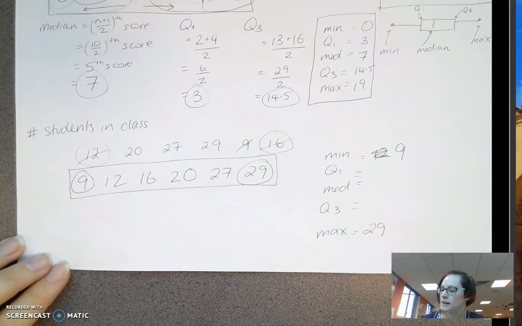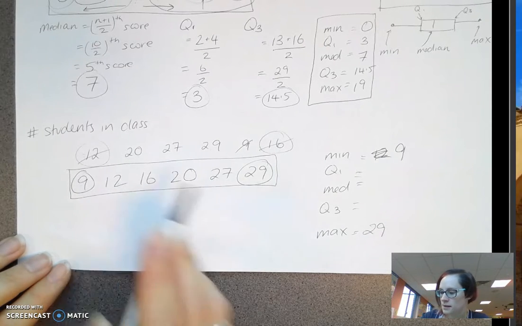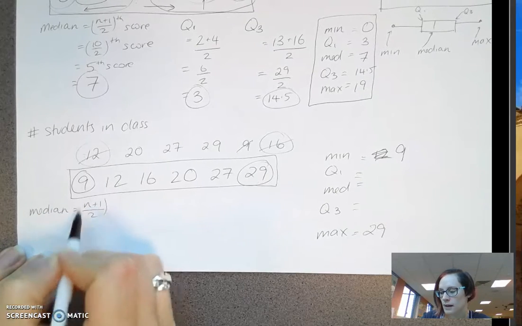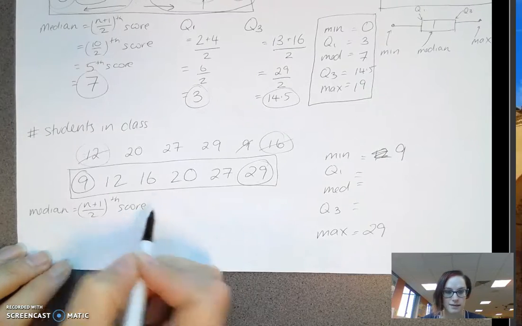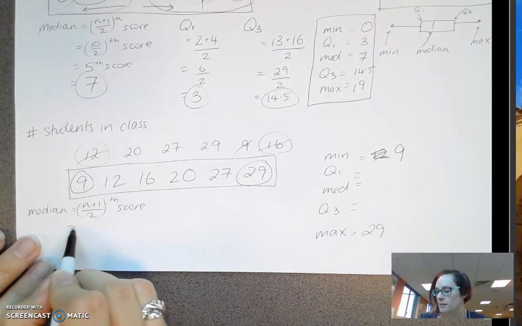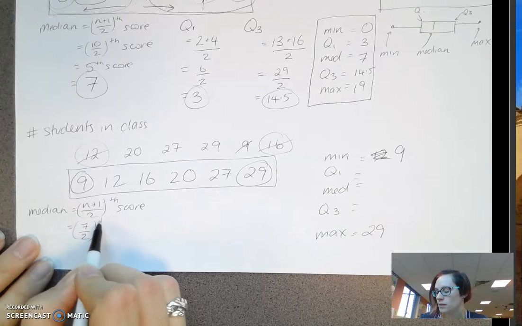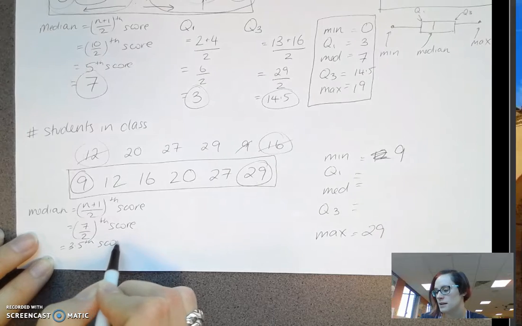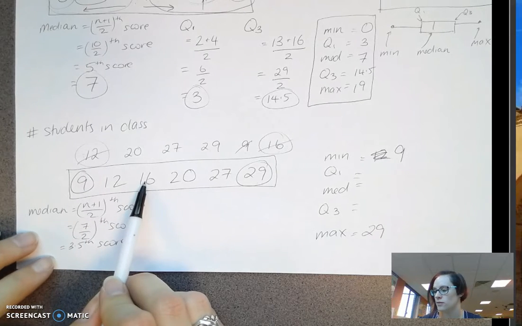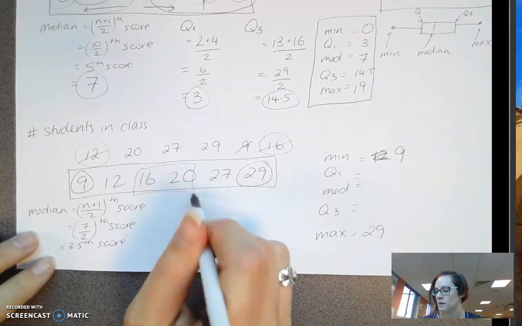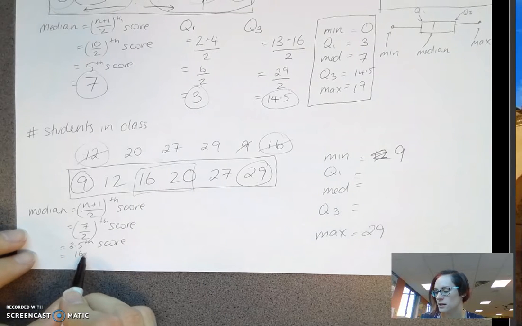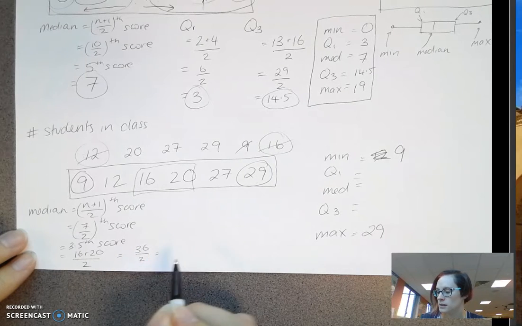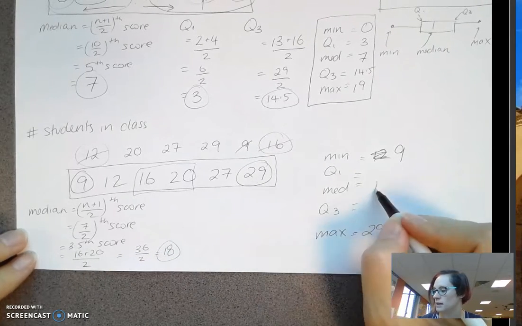All right, let's find our median. So we've got 1, 2, 3, 4, 5, 6. So our median will be n plus 1 over 2 score. And yes, I do like to see this working out. And we've got 7 over 2, and that means we have our 3.5th score, which sounds a bit crazy, but remember it's between the 3rd and the 4th. So our median is going to be in between here. So that means we have to average out those two, which is 36 divided by 2, which is 18. So that's our median now.